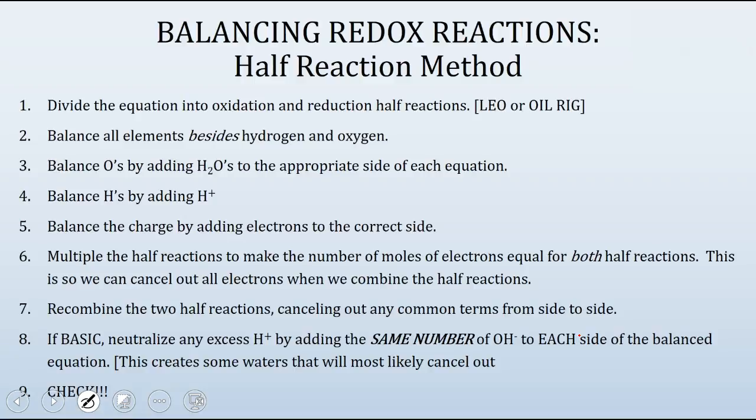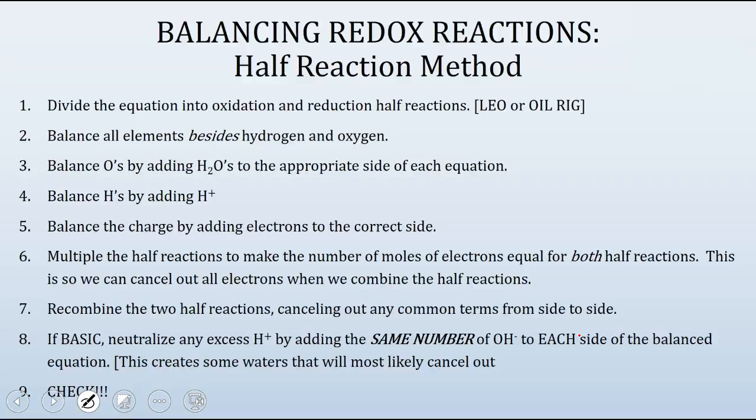Then we balance the O's by adding oxygens to the appropriate side. So if there's O on the reactant side, we add water on the product side. If there's O on the product side, we add water to the reactant side. Once we've done that, we balance the H's by adding H plus to whatever side we need to get the H's balanced. Then we look at the charge.